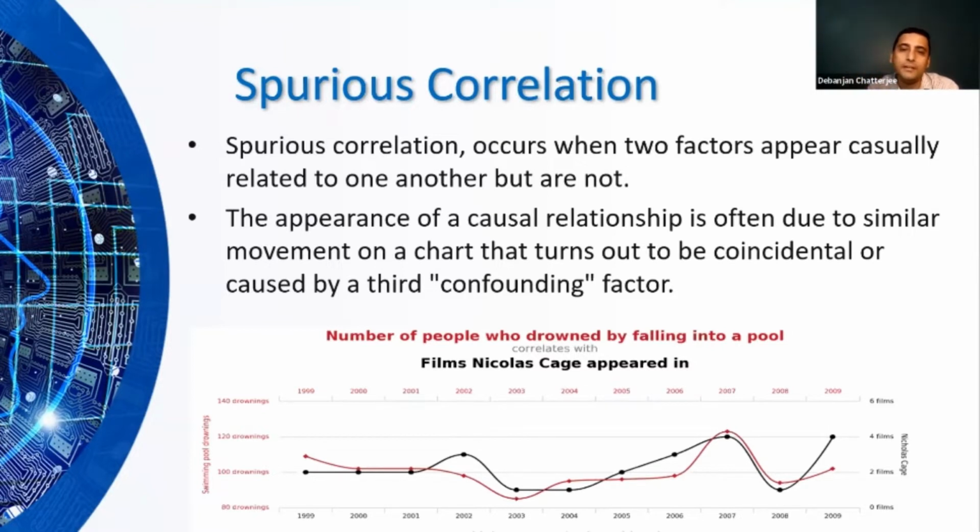Another favorite example of mine is the graph that I've plugged in over here. The number of people who drown by falling into a pool correlates with the films Nicolas Cage appeared in over the years. So then again, even though you would see an extremely positive correlation between these two variables, it doesn't make too much logical sense to use one to analyze the other.